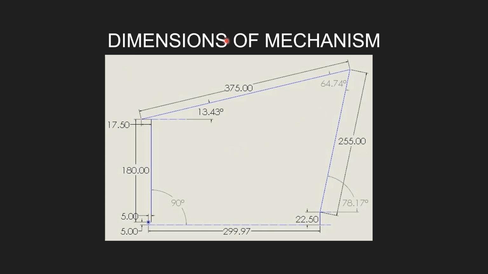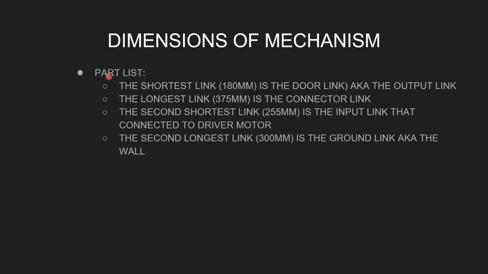This is the detailed dimensions of our mechanism. This is the door link. This is the ground link, which is also the wall link. This is the input link, the one that is driven by the motor, and this is the connector link. As you can see, this is the part list. The shortest link is the output link, the door link, and the longest link is the connector link, which connects the input and the output link. The second shortest link is the input link, and the second longest link is the ground link, or the wall itself.